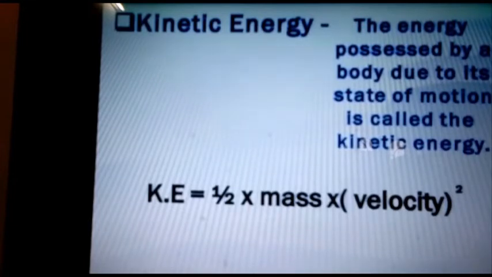it has kinetic energy. The magnitude of kinetic energy can be found by the formula half m into v square, where m is the mass of the body and v means velocity of the body. So we can say kinetic energy is equal to half into m into v square.